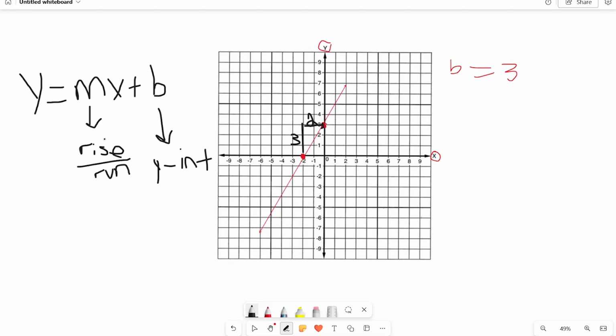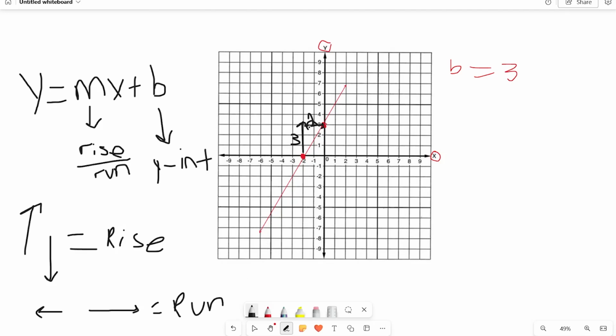Alright, now time to explain rise over run. So you see what we just did here. We went up 3. That's the rise. Going up or going down is equal to the rise. And now the run is going from side to side. That is the run.